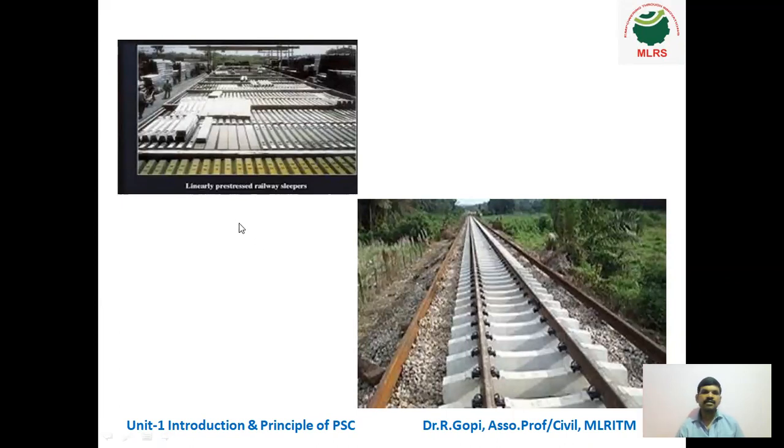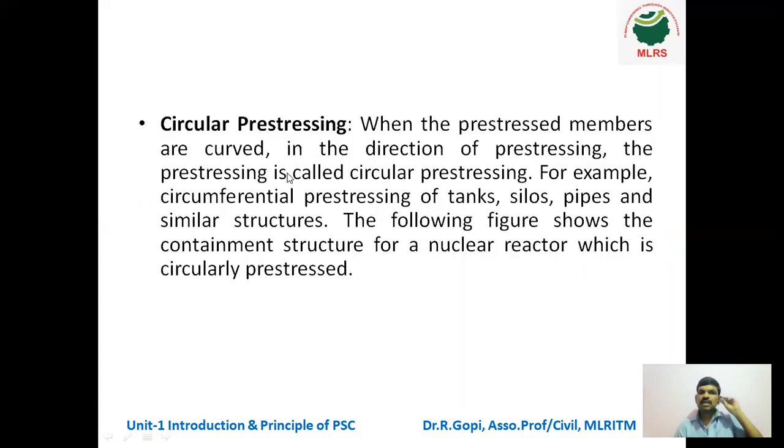Okay, not in plan. You can see here a railway sleepers yard. So many sleepers are cast and put into a queue. After that, they are served in the railways. Okay, you can see here railway sleepers. These are all uniform in size, so they are cast in the prefabricated plant. As well as the linear prestressing technique is adopted because it is a straight member only. Okay, not a curved member.